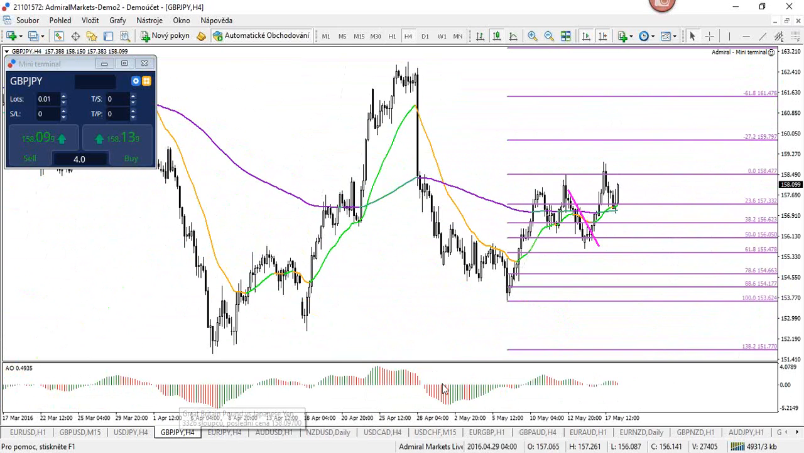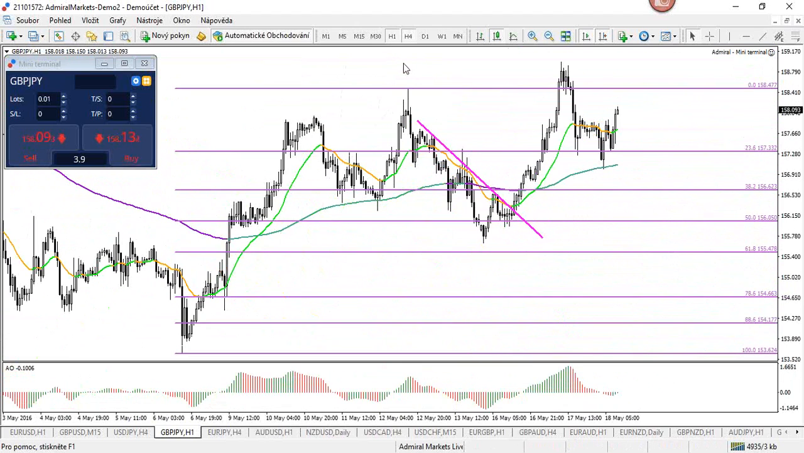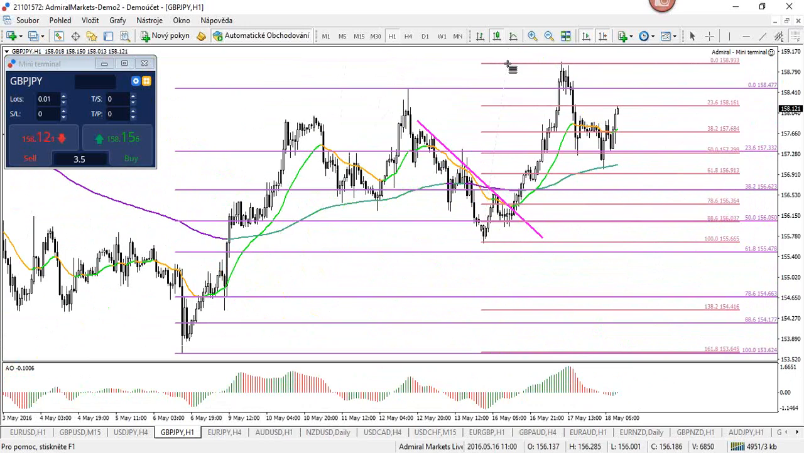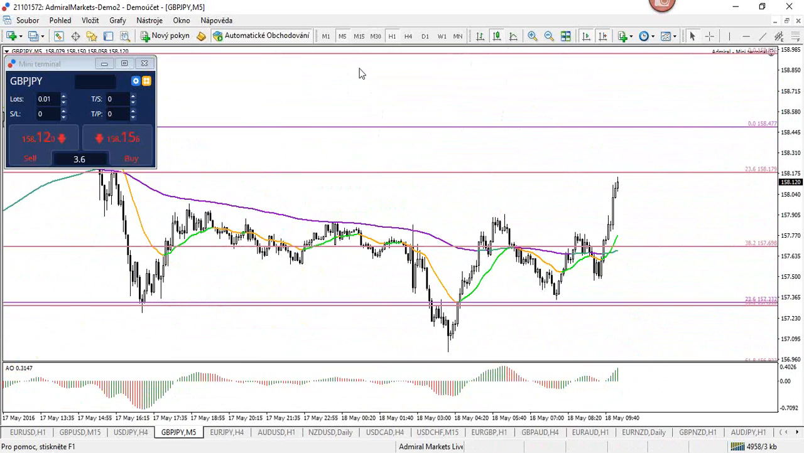Pound yen. Pound yen making the bounce here. That's something I was expecting indeed because of the momentum and the hook back. Was expecting a continuation. And if we put a fib from here to here, we can see it bounce and continue. So that looks pretty strong at this moment.